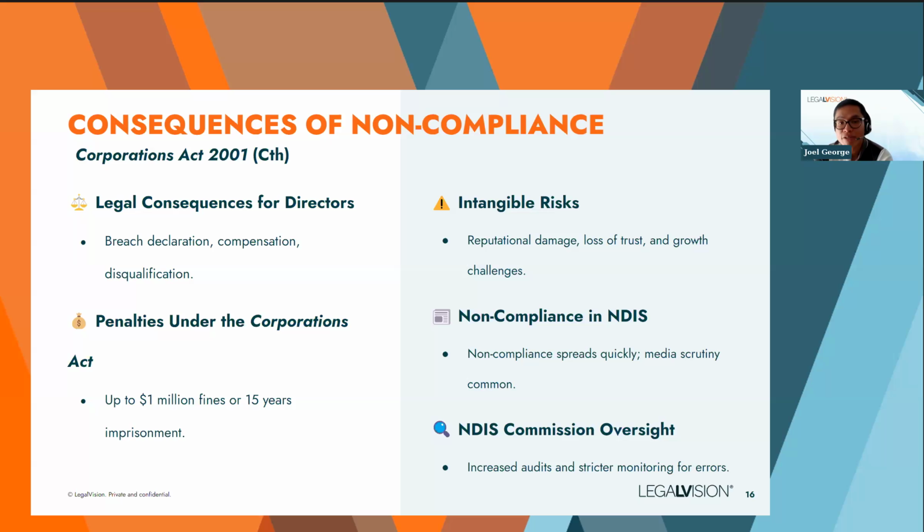At this more serious end of the spectrum, you could also have disqualification from being a director of any company for a number of years, and potentially at an even further extreme end of the spectrum, you can have civil and criminal penalties attributed to you. That includes $1 million in fines or up to 3 times the benefit you have received, or 15 years imprisonment.